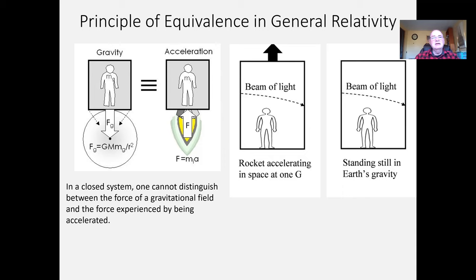This is the principle of equivalence. And as strange as it seems, this is what put him on the road to the complex, beautiful theory of general relativity.